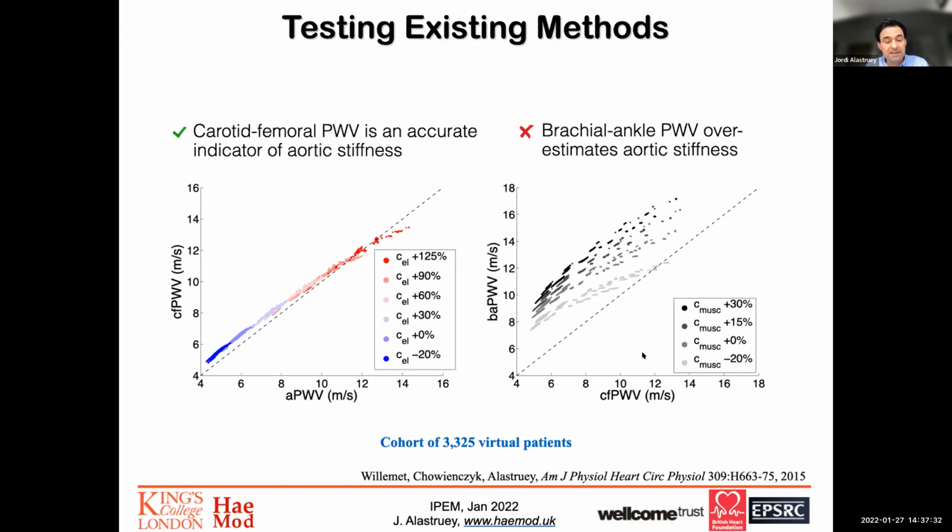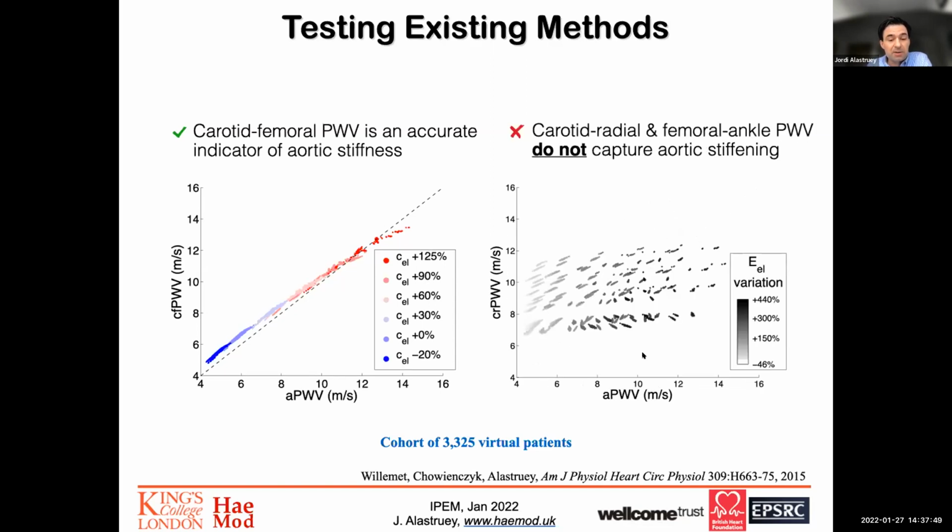However, on the right, we can see that brachial ankle pulse wave velocity overestimates the aortic pulse wave velocity, since it is related to the stiffness and also to some extent the geometry of more peripheral muscular arteries than the aorta. And also we found that carotid radial and also femoral ankle pulse wave velocity do not really capture aortic stiffening. They are therefore not so good surrogates for aortic stiffness, which is also in agreement with some in vivo studies.